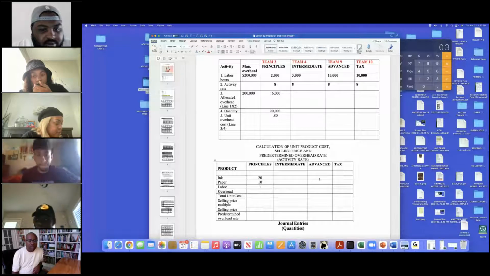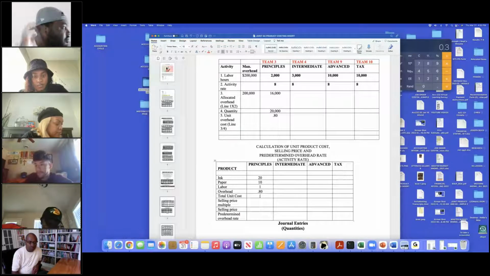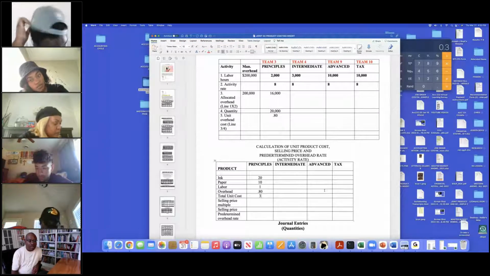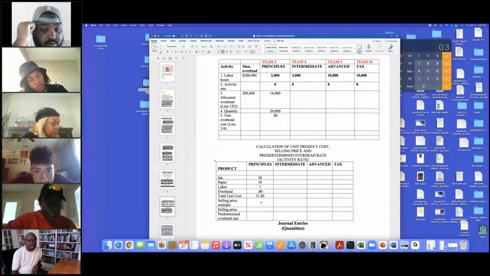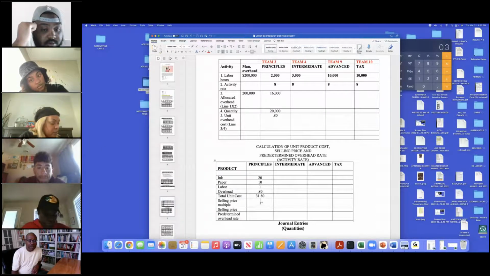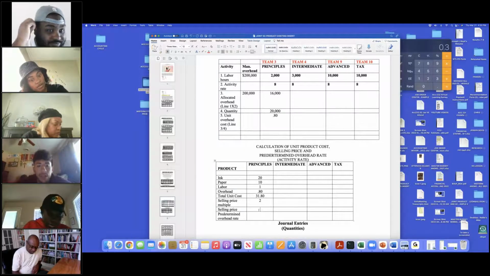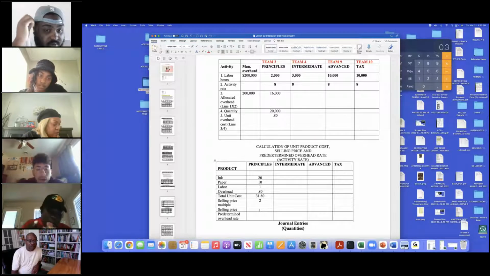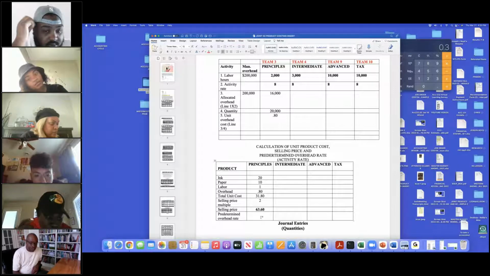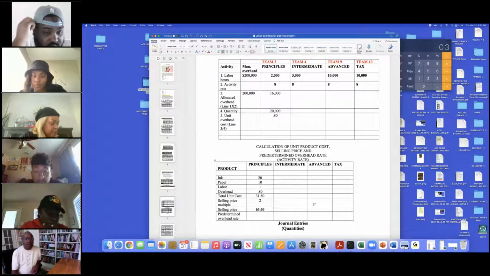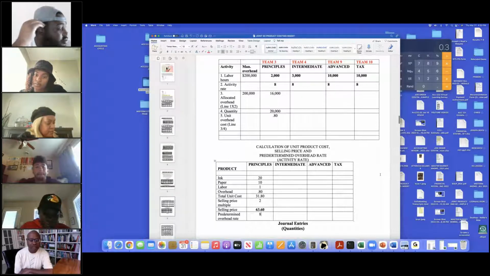So our total unit cost is what? 31.80. Selling price multiple? 2. So what's our total selling price? 63.60. What's our POR? 8. Where do we get the 8 from? From the activity rate. So the POR and the activity rate are the same.